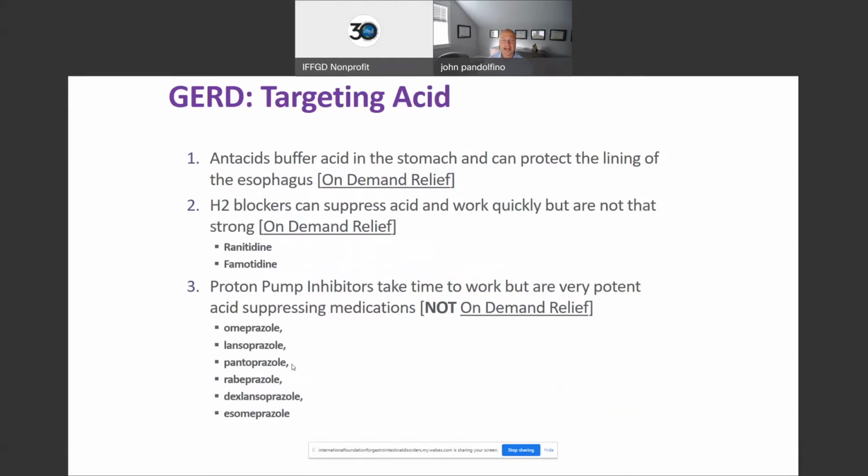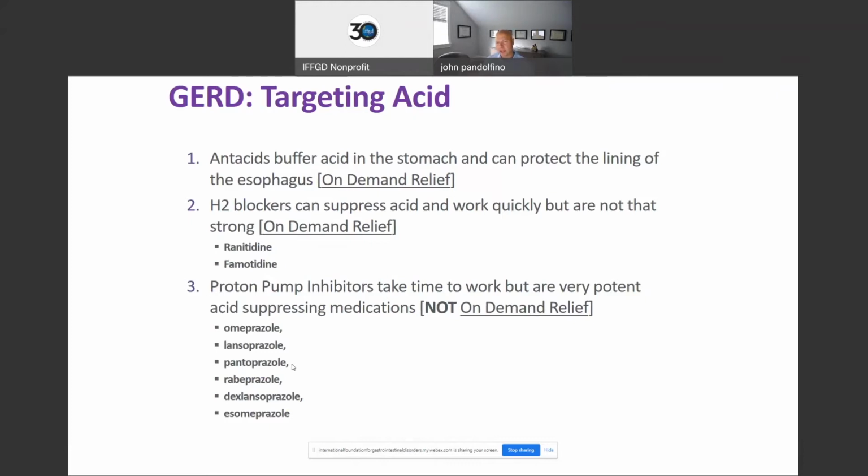Now, as I mentioned, antacids buffer acid in the stomach. They're predominantly on demand, just like H2 blockers. They can suppress acid and work quickly, but they're not as strong as proton pump inhibitors. So I like to use antacids for my patients who have maybe a little bit of reflux after a dietary indiscretion. H2 blockers, which suppress acid, they don't just buffer acid like antacids, are a little bit stronger than antacids.